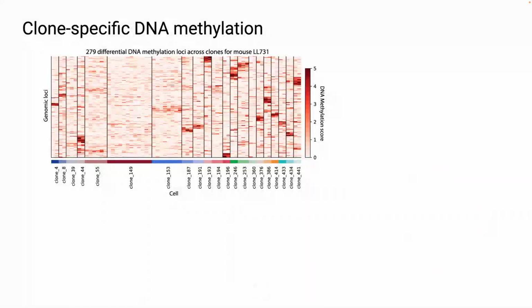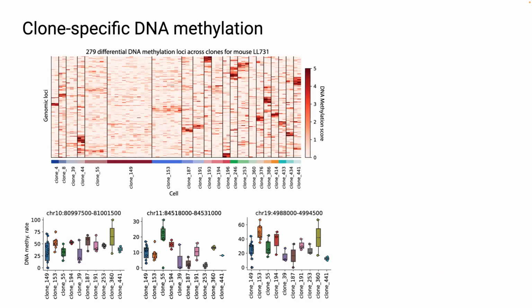In total, we identified about 300 genomic regions that have differential DNA methylation. And these are 3 examples. You can see, for example, clone 149 has only about 10% methylation in this particular region, and then the green clones have about 20% methylation.